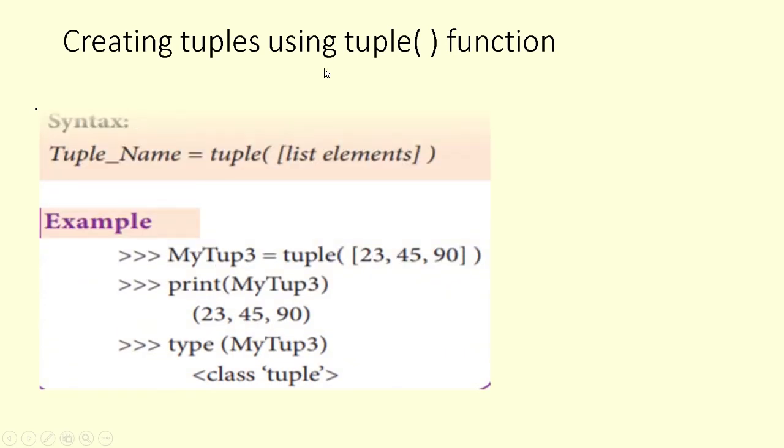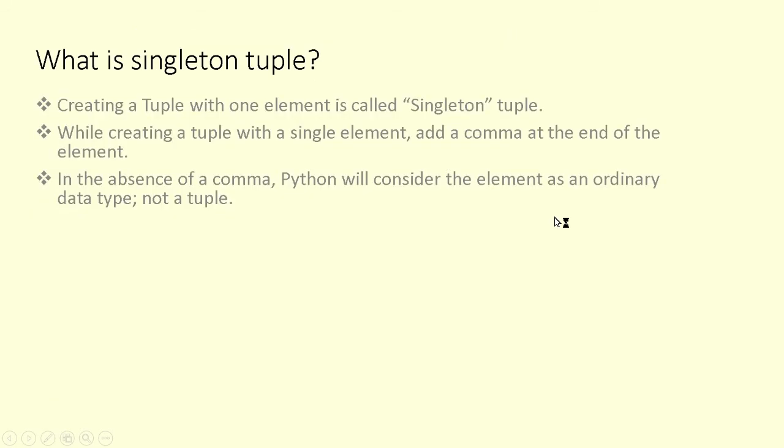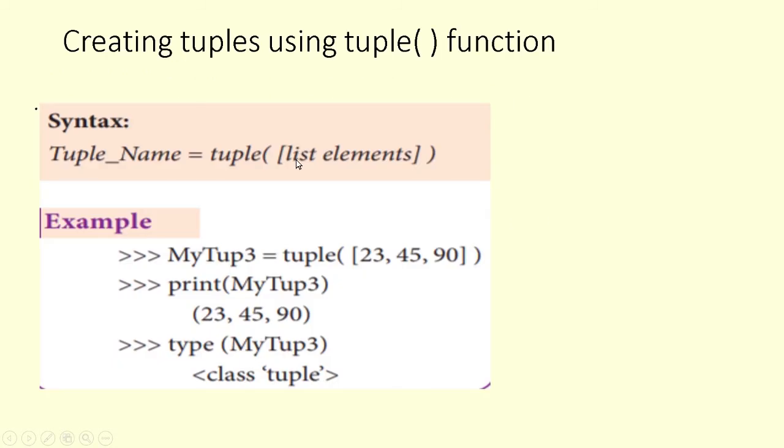Next, how to create tuples using the tuple function. What is the syntax? Tuple name equal to tuple. The name of the function is tuple, and the list elements should be mentioned. Tuple is the function name, and we have to mention list elements within square brackets because we are mentioning a collection of values. So the tuple will be created.